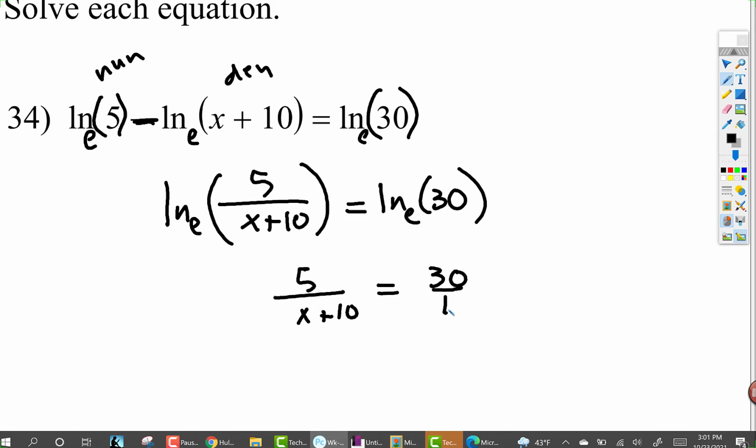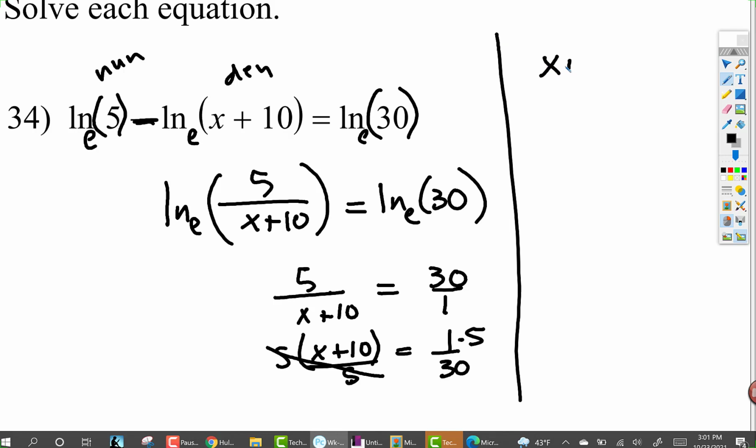If you wanted, right there, you could just flip both sides, since this is a fraction equal to a fraction. And then we can cancel by multiplying both sides by 5. So now we have x plus 10 is equal to 5 over 30. And you can simplify that right now by putting 1 over 6. And then we're going to subtract 10 on both sides.